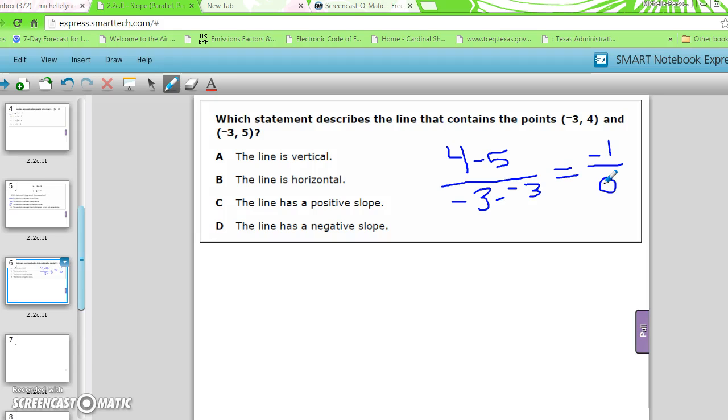So which line has that? Was that V naught or OY? V naught. So it's a vertical line. If you put this in and you got the number 0, then it's horizontal.